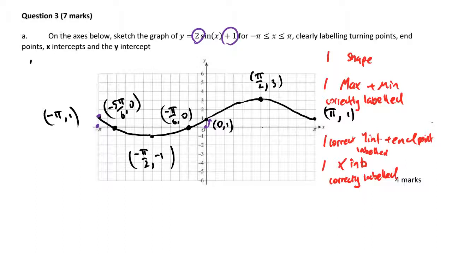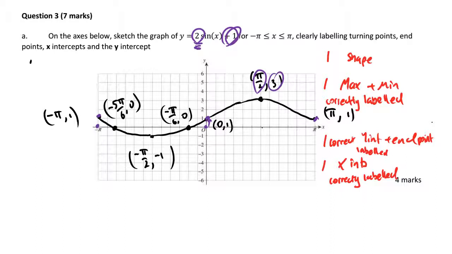From there, it's a matter of doing quite a bit of work, and we know, for example, that the turning point is going to be halfway between this one and this one, and so the turning point has to be at pi on 2. We already know that the 2 had caused the dilation of factor 2, so the maximum value would have been 2, but when we add 1 to it, the maximum value is now 3, so we know that that coordinate must be pi on 2 and 3.